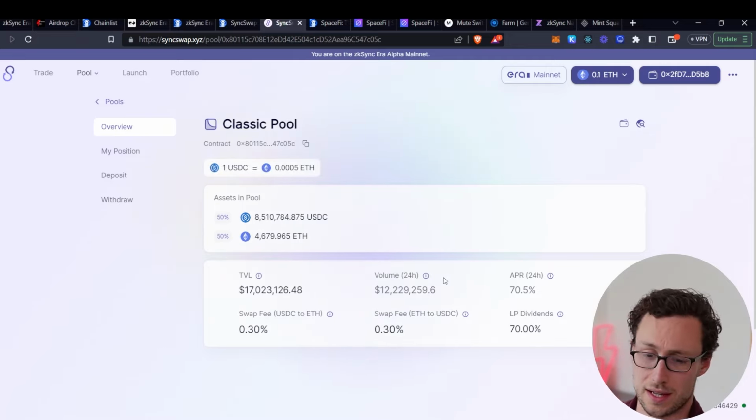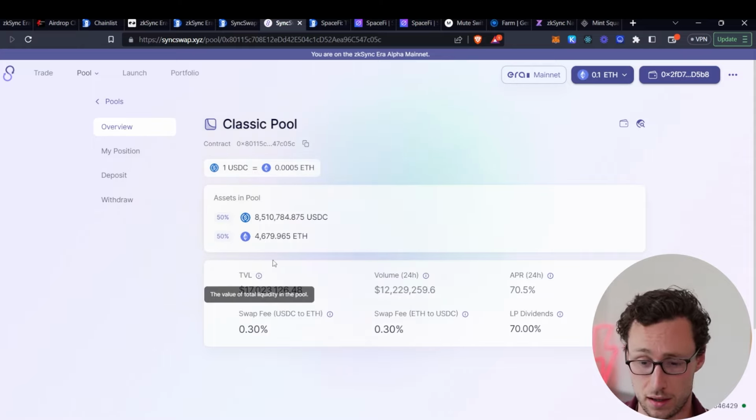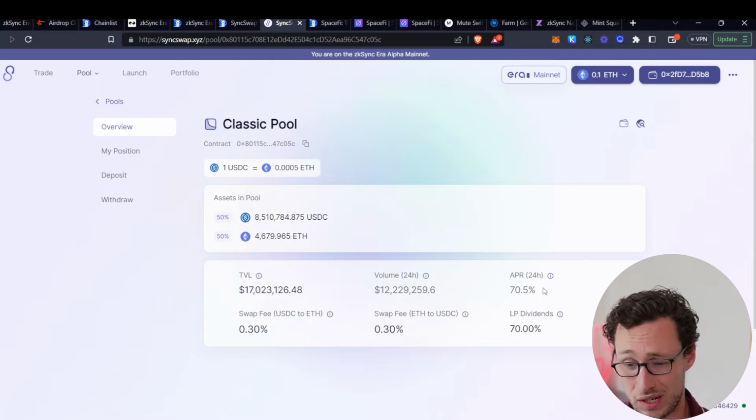And now one interesting thing here is that because there's relatively low liquidity on this chain and a lot of people have been interested in bridging over to zkSync Era, you can see that the volume is extremely high compared to the TVL. And because of this, it's currently running around a 70% APR.